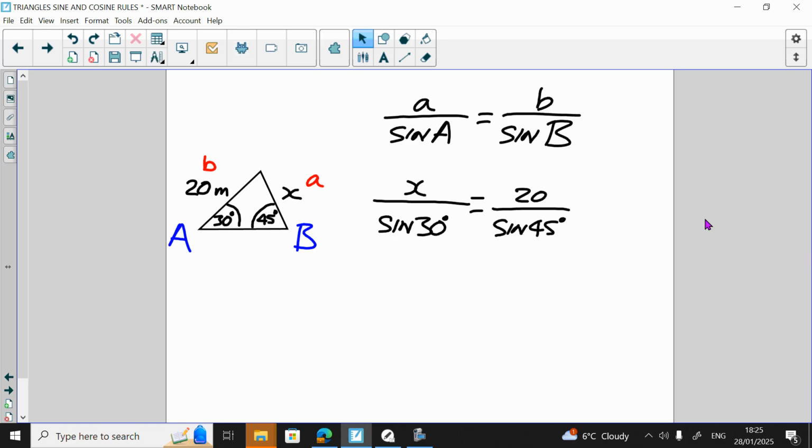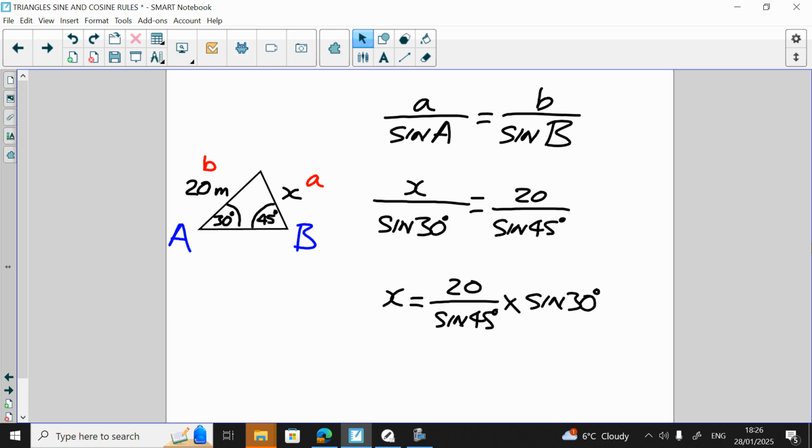The aim of the game is to get x on its own. Forget about the other side. It's this side you're interested in. x is being divided by this thing, sine 30. Sine of 30 is just a number, right? So something divided by something. Well, this something down here, because it's dividing it, I want to take it up to multiply. I can either put it at the front of that fraction or to the rear of that fraction. It doesn't matter. I put it behind for some reason.